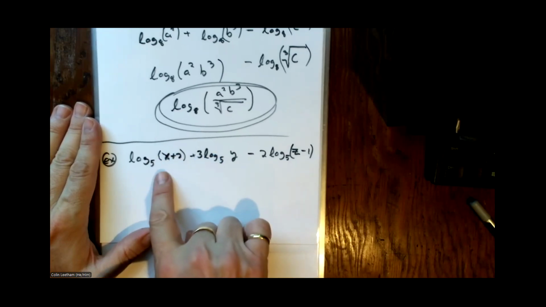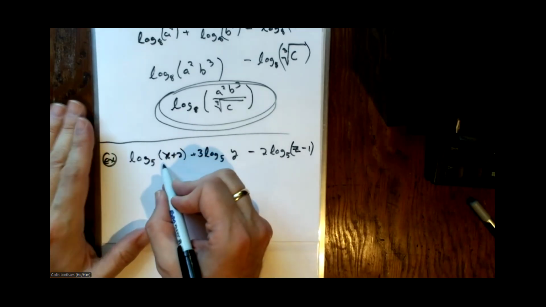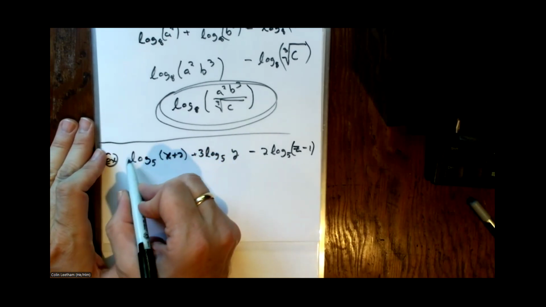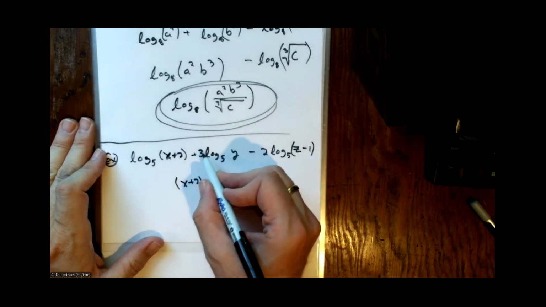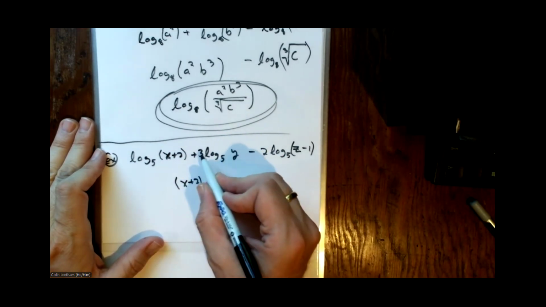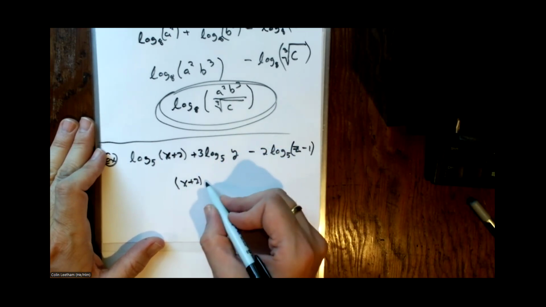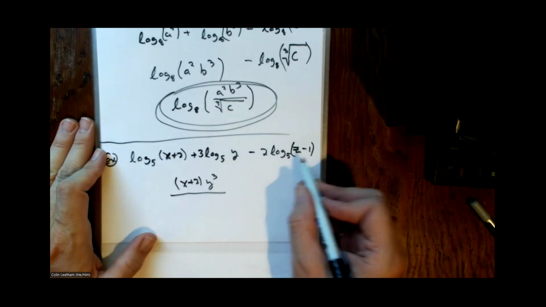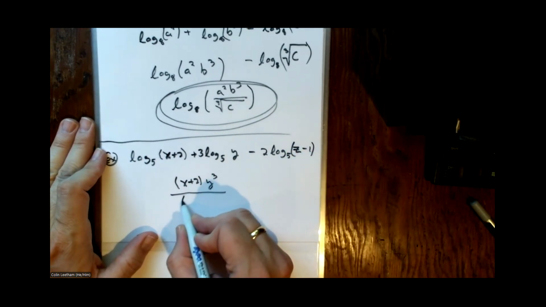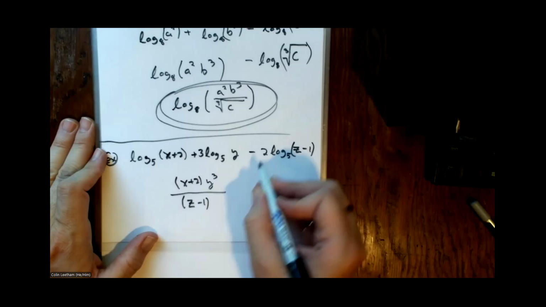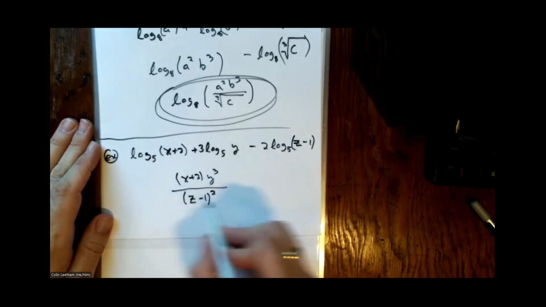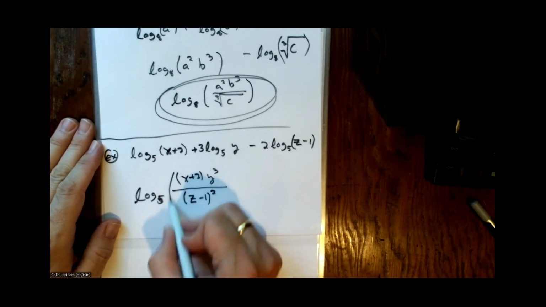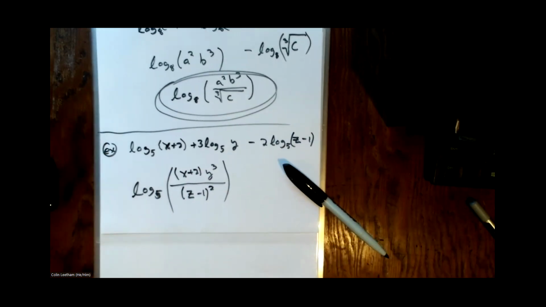So this is one factor of x plus 2, and it looks like you've got a coefficient of 1. Here's the other one. I'm going to have this 3 turned into my exponent for that y, so that's going to be y to the third. Subtracted, which means this is going to be in my denominator, and this is that factor, so that's z minus 1, all squared. And all of this is log base 5. We're done, just like that.